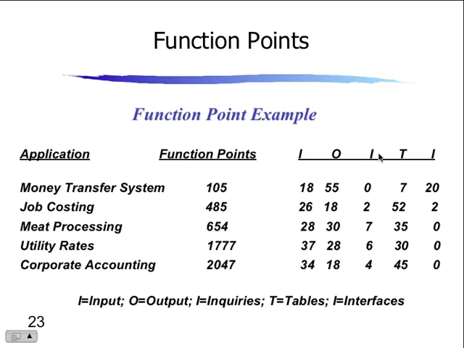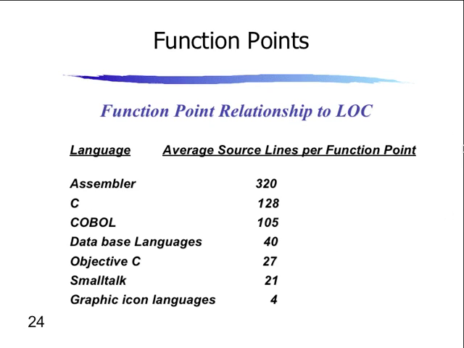We pick what we're going to measure. We add up. Well, it uses a lot of data, but it doesn't use any interface, doesn't have any inputs or doesn't have any outputs. And this is where the trick comes into play: what are you adding up? What are you quantifying? So you come out with a function point for it, inquiries, tables, interfaces, add all that stuff up, and then say, well, for C, the average source lines per function point is 128. For assembly, it's 320. If you want to count lines of code as an example.